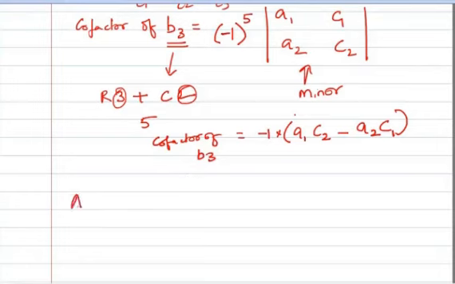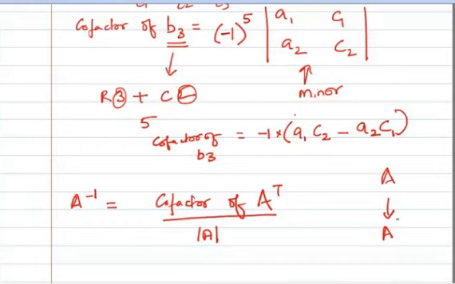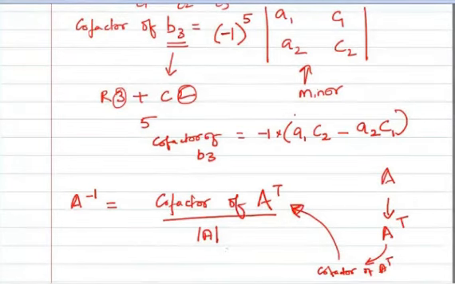Now coming back to the inverse of a matrix, the inverse of matrix A is equal to the cofactor of A transpose divided by the determinant of A. So to find the inverse of a matrix A, first you should find A transpose, then find the cofactor of the A transpose matrix. That will give you the numerator part, and in the denominator just find the determinant of the particular matrix. So if you solve this, you will get the inverse of a matrix.